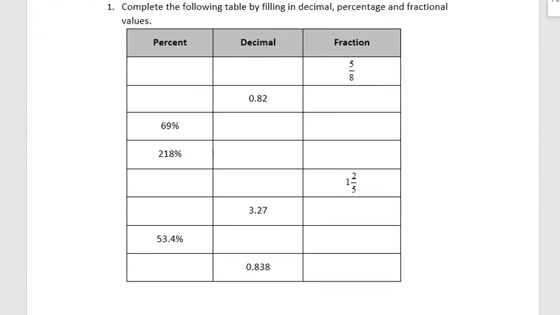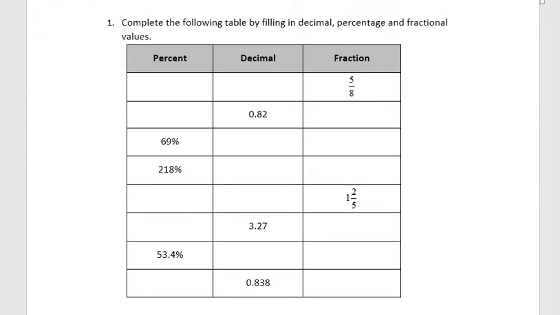So the first one we'll do is question 1 here, and in question 1 we're converting between percent, decimal, and fraction. And so I'll do a couple of these. Let's start with this first one here. We're going to take 5/8 and turn that into a decimal and a percent. Well, if you notice, the fraction 5/8 is also a division problem, 5 divided by 8. So to turn a fraction into a decimal, all I've got to do is get my calculator and do that division.